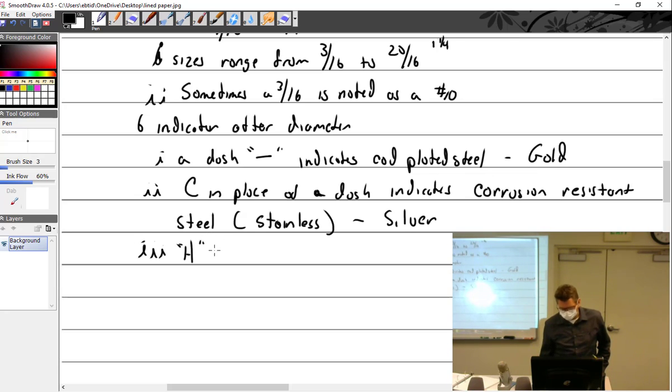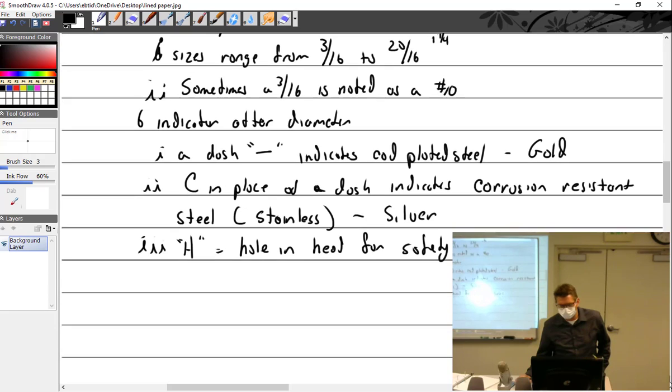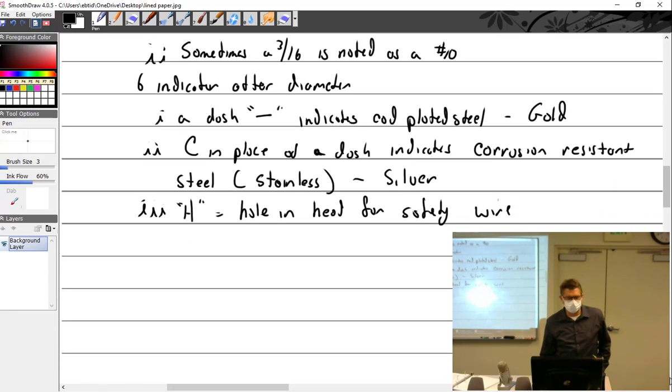On the example, when you wrote the AN4H28, was there a dash in there that I missed? No, let me show you. It's kind of weird. H equals a hole in the head for safety wire. So in my example, the AN4H, which one of these is it? Is it cad plated gold? Is it corrosion resistant silver? H is a hole in the head, so that doesn't help me with what its material is. It's a whole other thing.